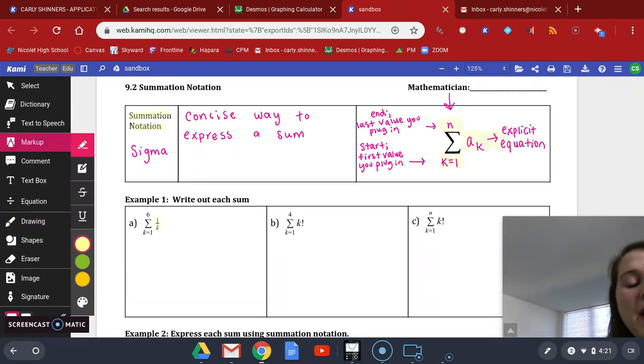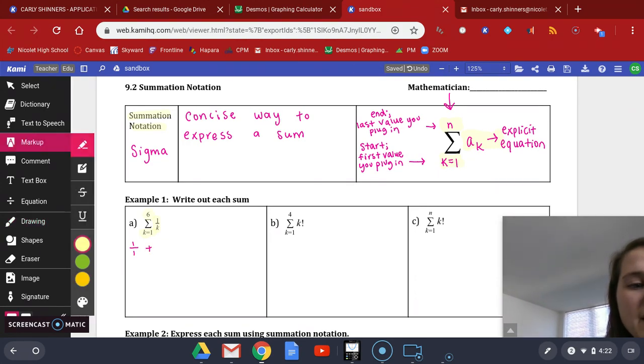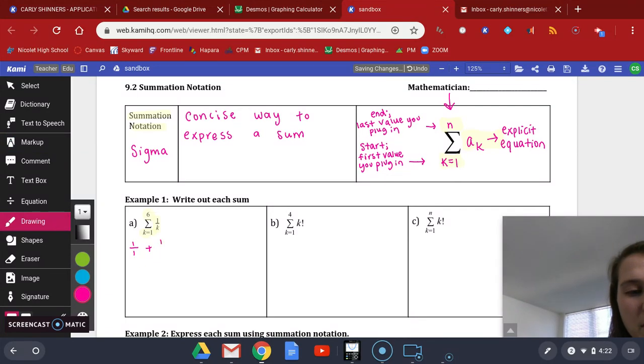So let's take a look here. To the right of my sigma, that is my explicit equation. Down below, it tells me where I'm starting. So I'm starting with plugging in 1 for k, and I'm ending with plugging in 6 for k. So I'm going to plug in all of the whole numbers in between those two endpoints.